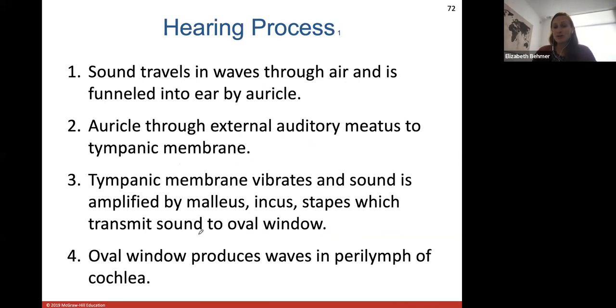The sound waves travel through the auricle and the external auditory meatus, then to the tympanic membrane. The tympanic membrane will vibrate and the sound is amplified by the malleus, incus, and stapes, which transmit sound to the oval window. And the oval window is what will produce the waves in the fluid of the cochlea.